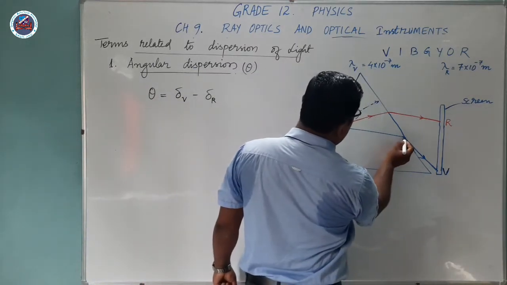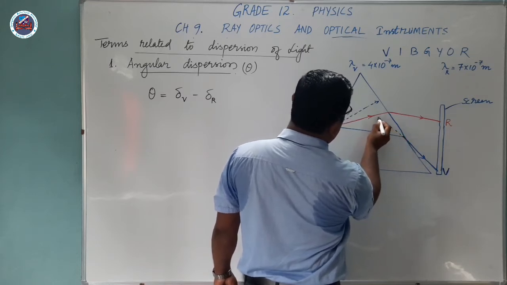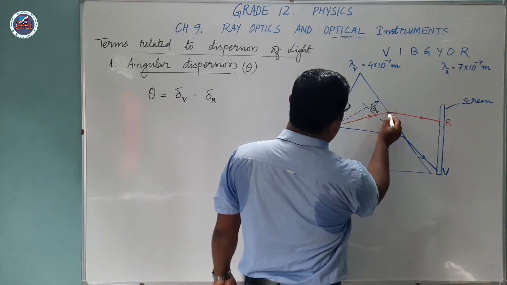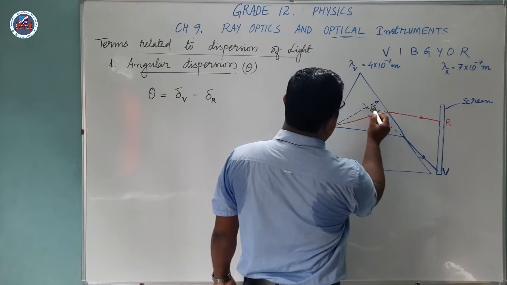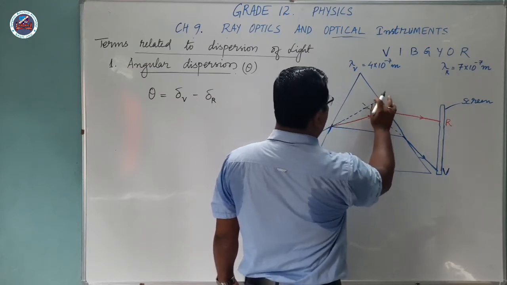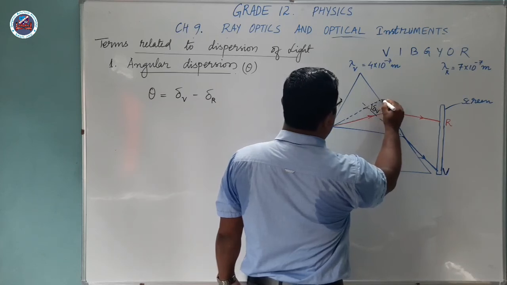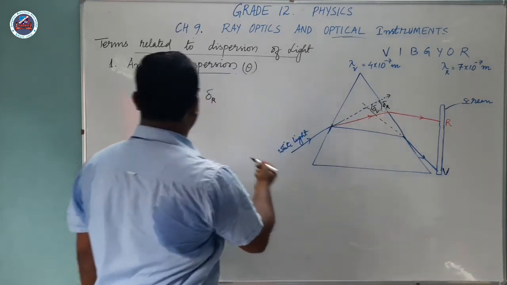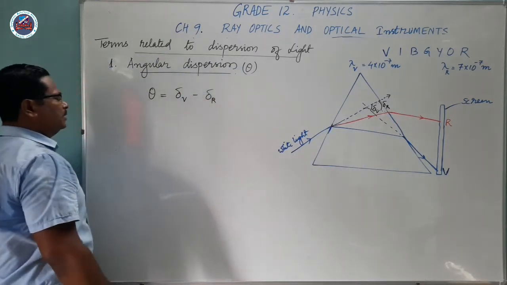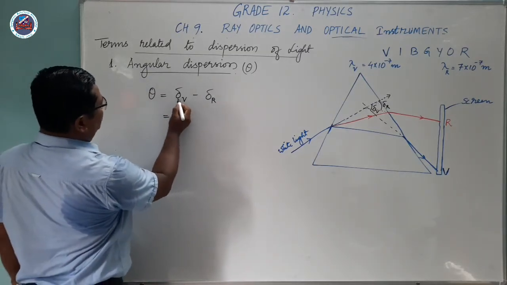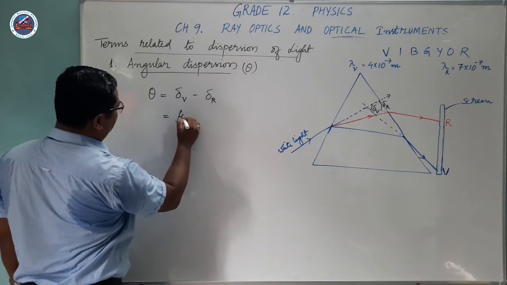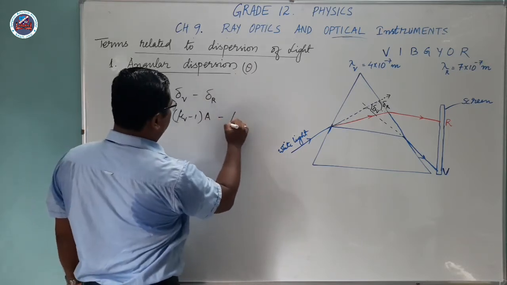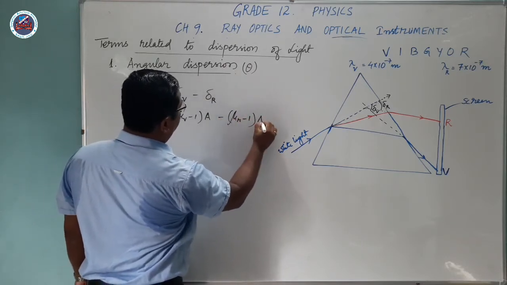If you look at the diagram, this violet light, if I produce it, I'll get here angle of deviation for violet light. And if I produce this red light, then the angle is less. Then you can get the angle of deviation for red light. So this difference of these two, we call it as angular dispersion. Here, deviation produced by violet light, you can give it as (μv minus 1) into angle of the prism, minus δr, which will be (μr minus 1) into angle of the prism.